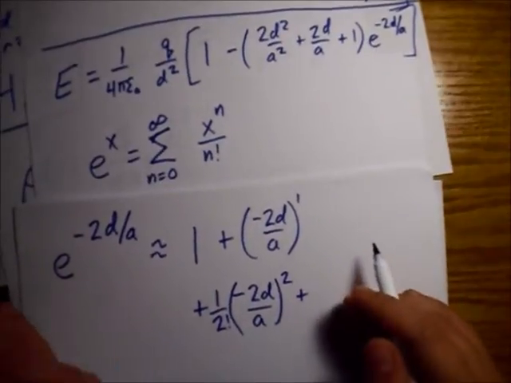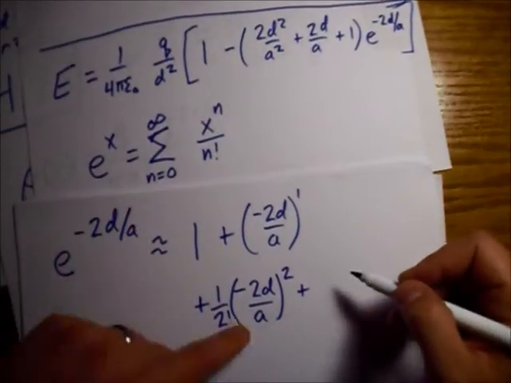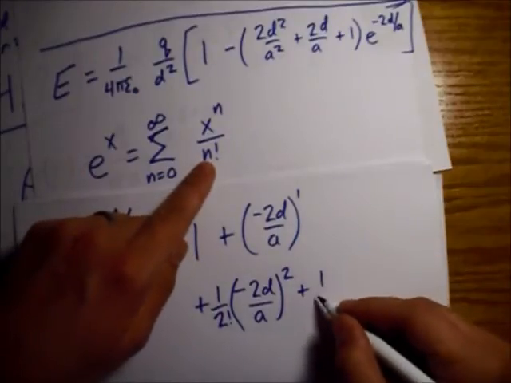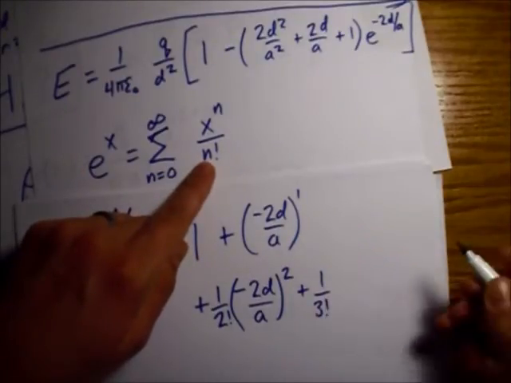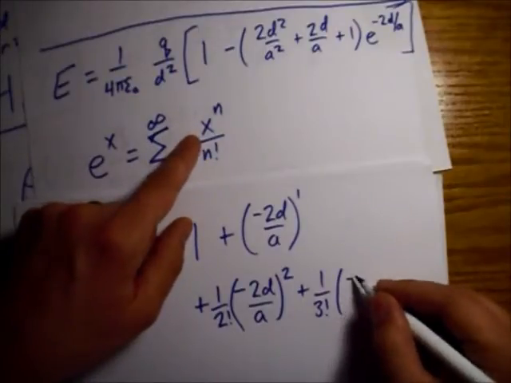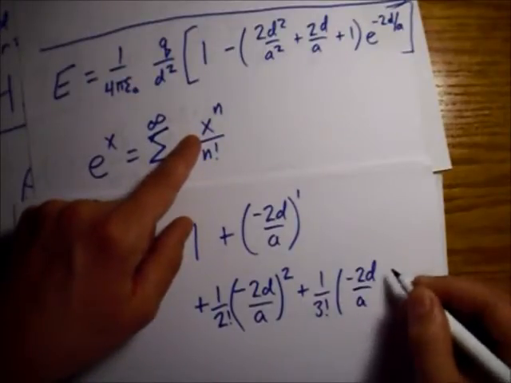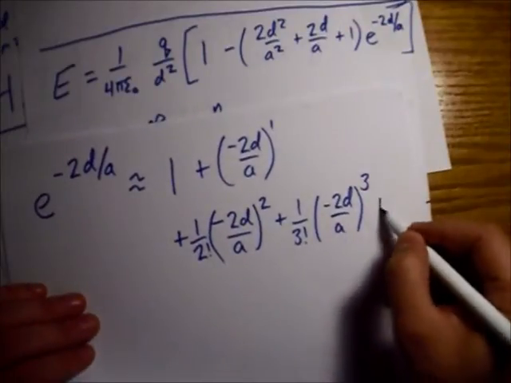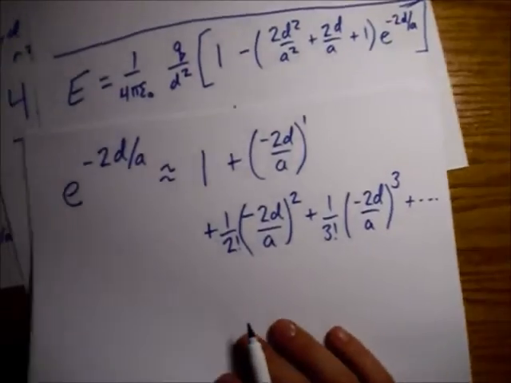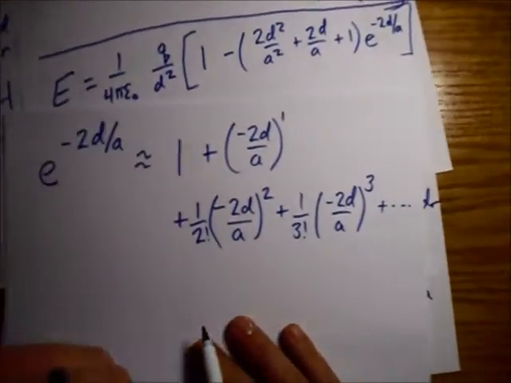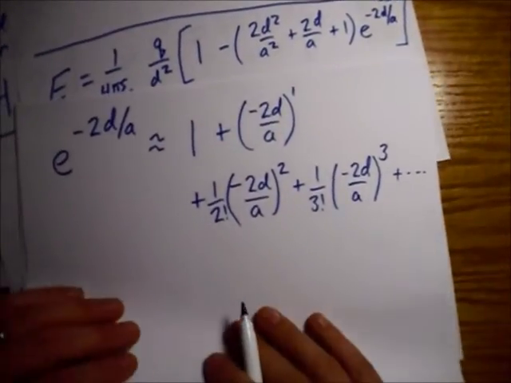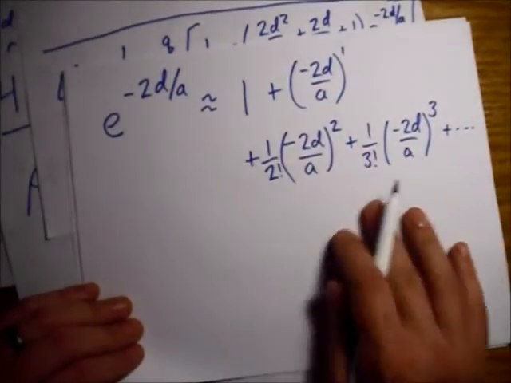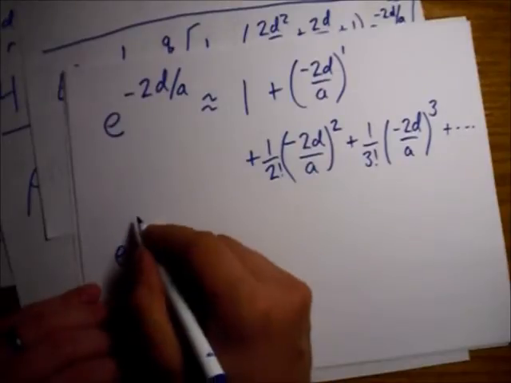And then finally, let's do the 4th term, which is n equals 3. So we have a 3 factorial on the bottom now, and we have this minus 2d over a now to the 3rd power. Obviously, if we want the exact, not the approximate, then this series will just go on forever. But we are only going to take these first 4 terms.